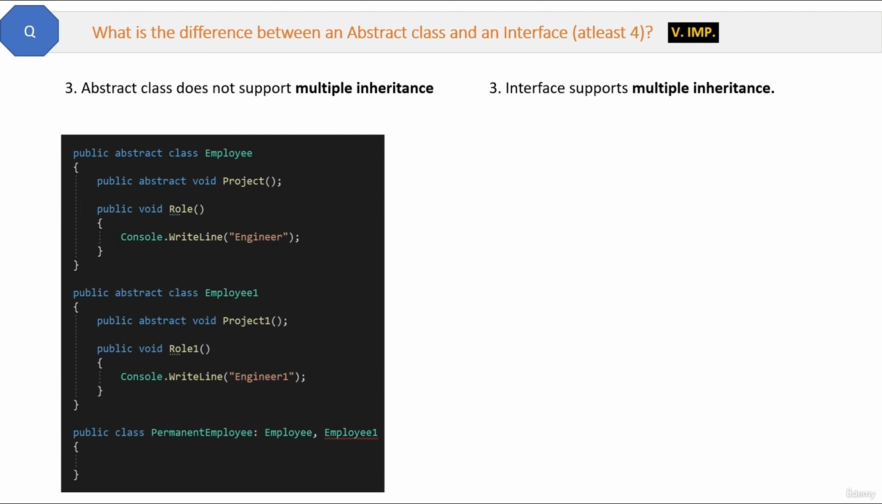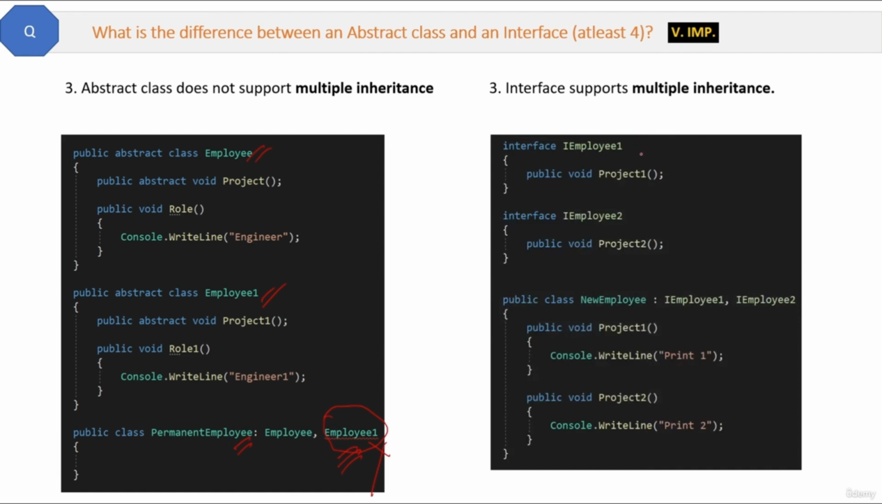See, when we are trying multiple inheritance via abstract class, then here at the bottom is this error. When we are deriving from multiple classes, employee and employee 1, in the derived class permanent employee, if I show you the code, it is giving an error, right? It is showing the compile time error. But in case of interfaces, if I show you, there is no error. It is working fine with multiple interfaces, iEmployee 1 and iEmployee 2.